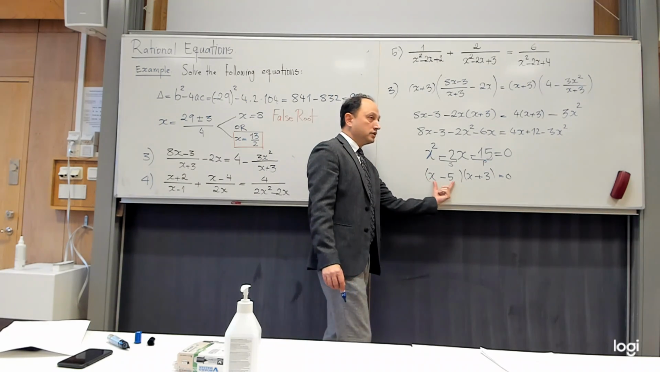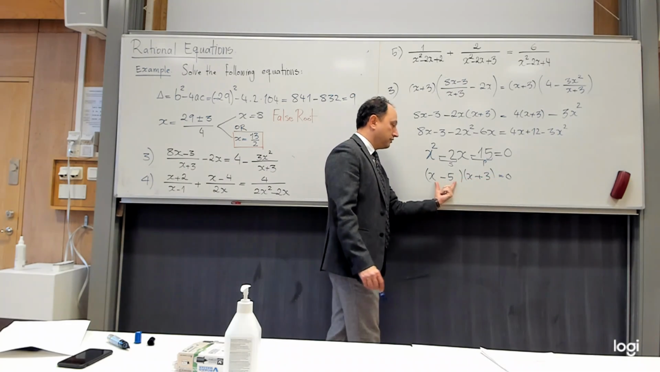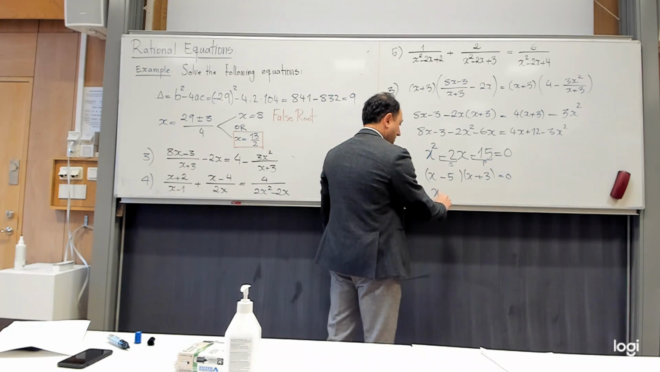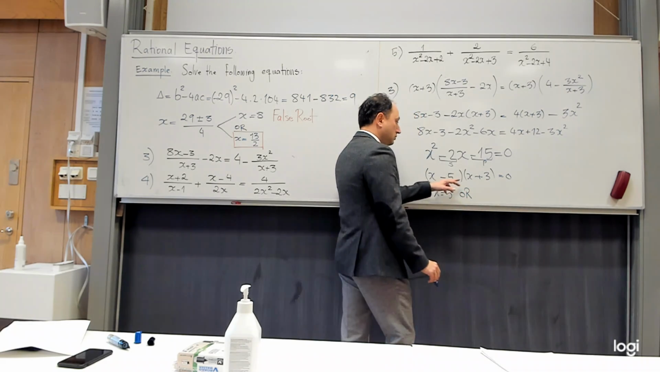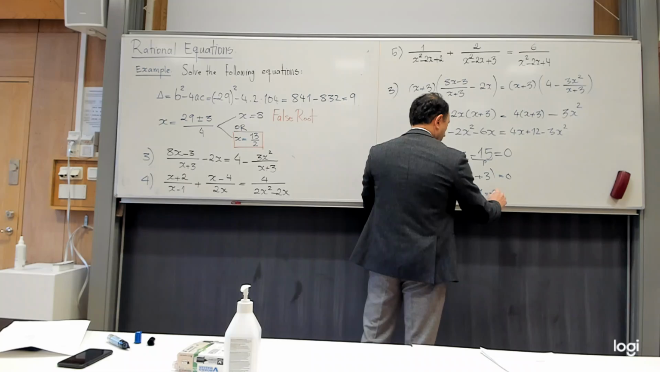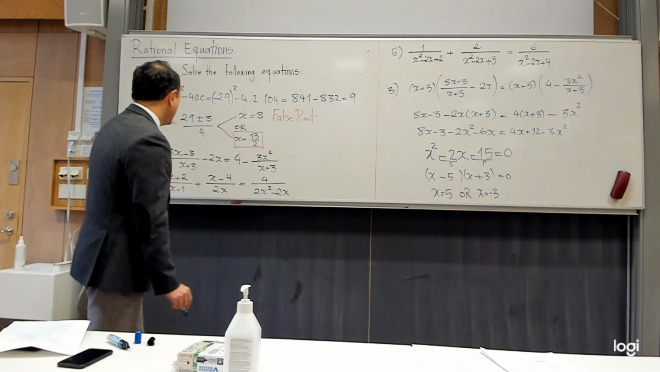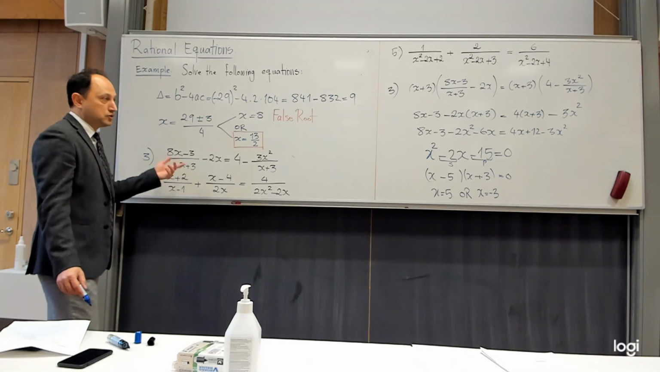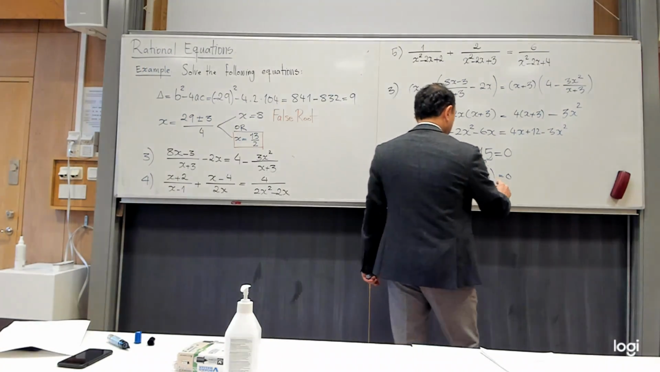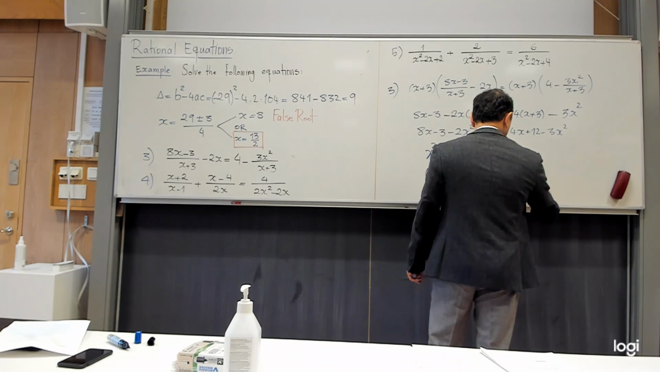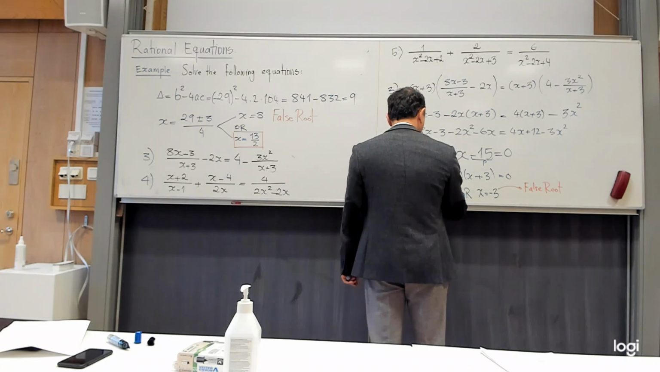And then what are the answers? By the zero product rule, the product of two numbers is equal to 0. So either the first one is 0, which gives me x is equal to 5, or x is equal to negative 3. But before accepting both of them, be careful. Is negative 3 acceptable? No. So that's a false root, yes? And this is the only answer acceptable.